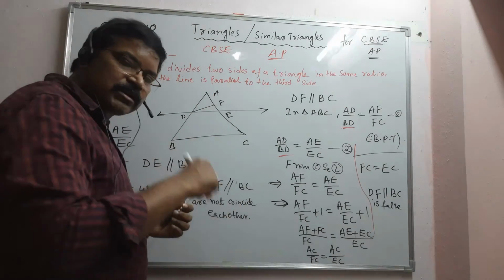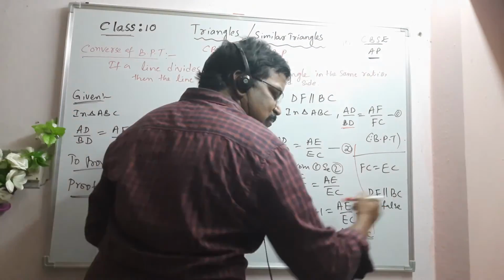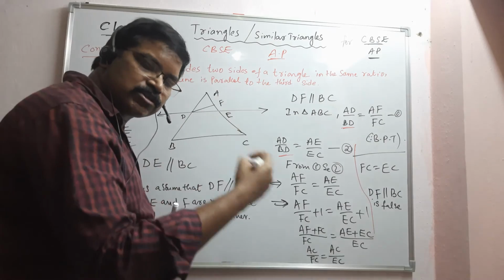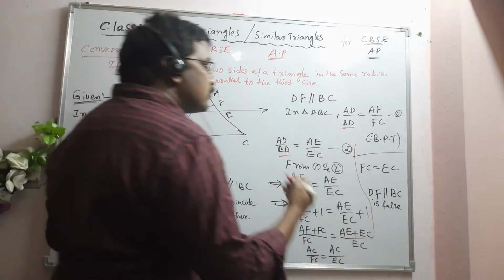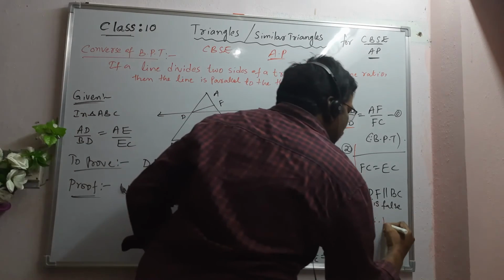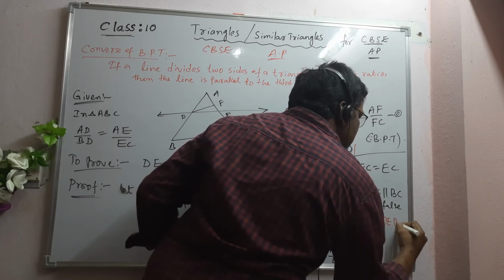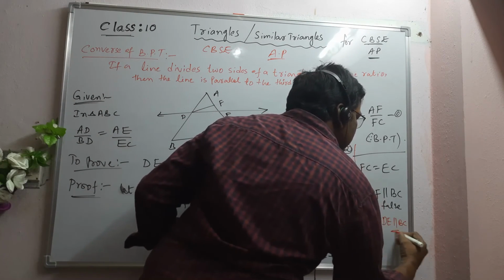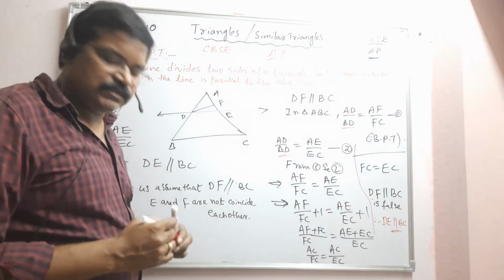Okay, so this DF parallel to BC is false. Why? This is a contradiction to our assumption. Please write, students, that matter. This is a contradiction to our assumption. Therefore, finally, this DE is parallel to BC. DE is parallel to BC.